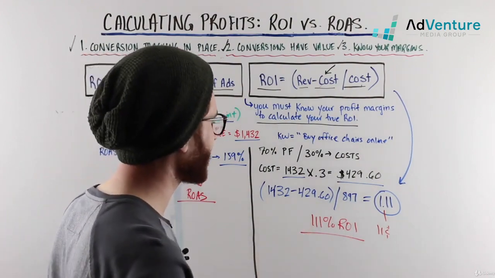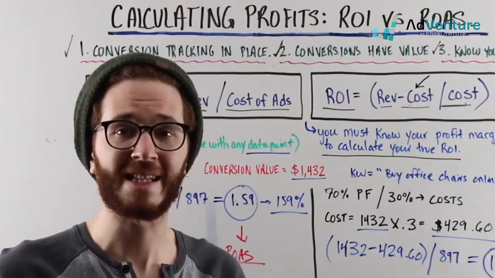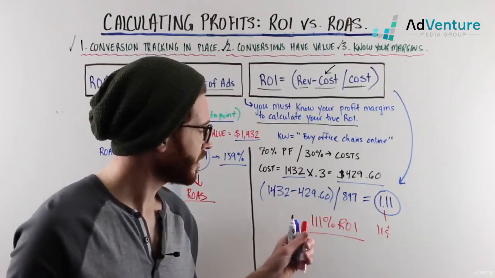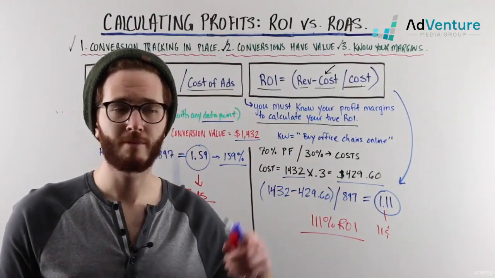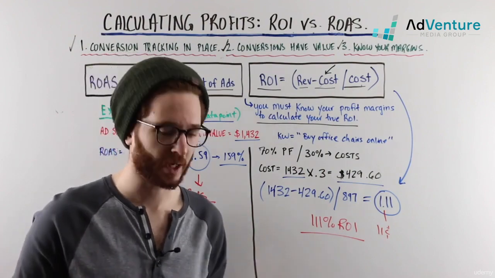That's something which is very important for you guys to know. As long as your ROI is above 100, you're making money. If it's exactly 100, you're breaking even. If it's below 100, you're losing money, okay?